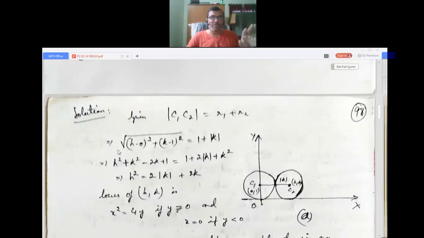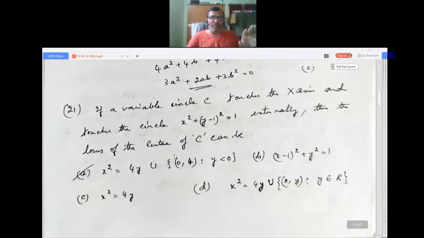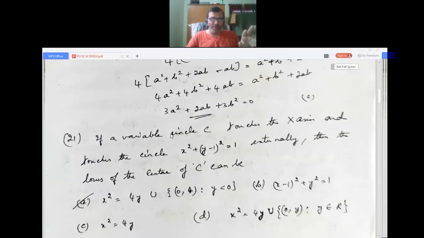So what happens, this C1 C2, the variable circle, I will take the center as h comma k, and the other center will be 0 comma 1 because we are comparing with, again I am telling you the basics. Variable circle, let the center be h comma k because we want the locus of that center. Then this circle we compare with x minus h whole squared plus y minus k whole squared is equal to r squared. We get h = 0 and k = 1 and radius is 1. So center is 0 comma 1.